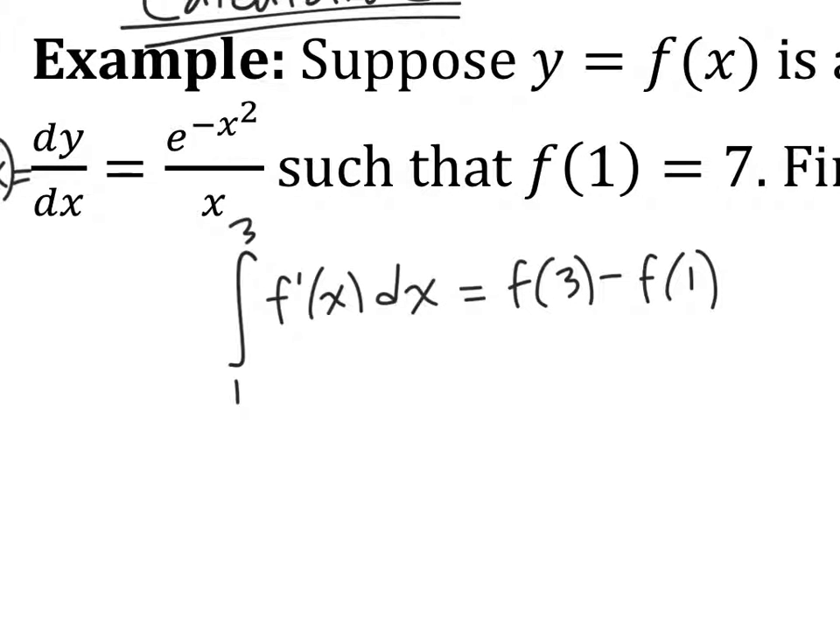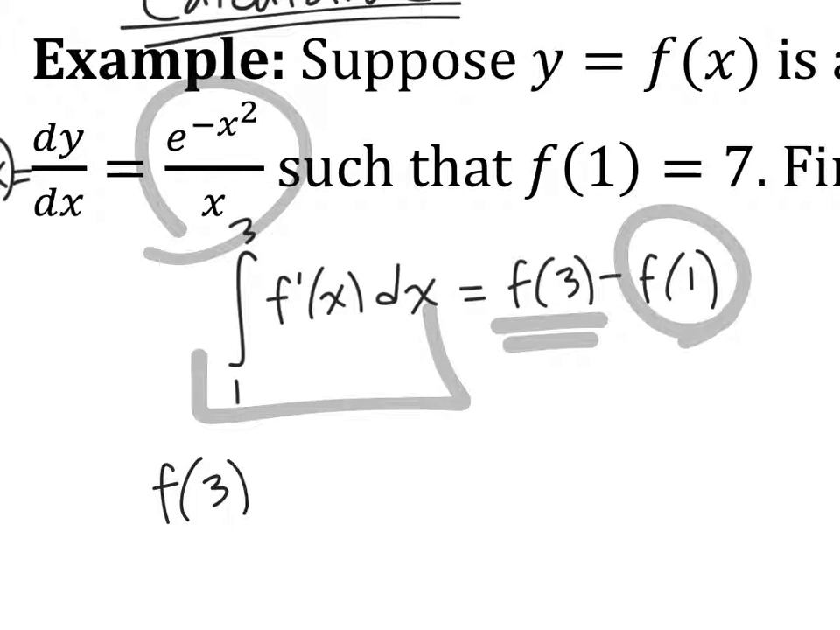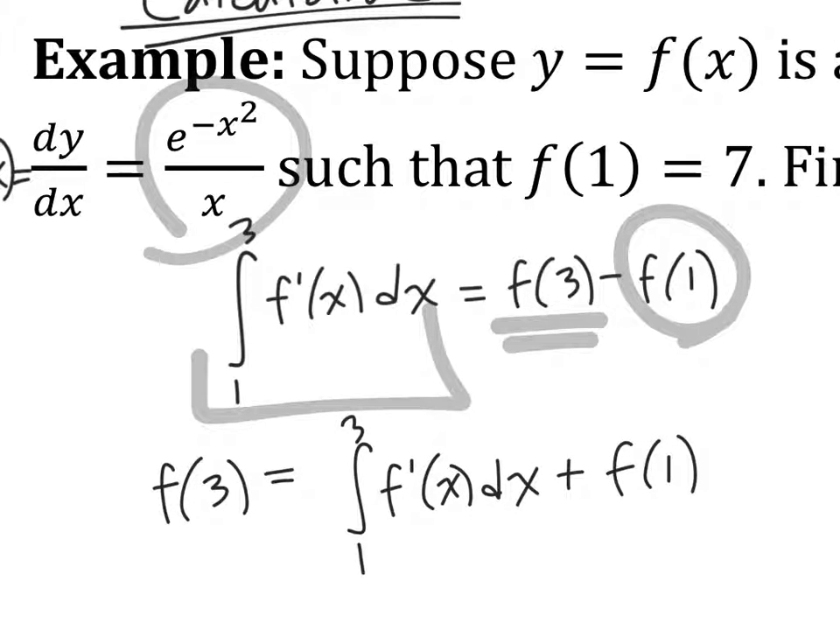Now, you don't know what this is because this is something that's really hard to integrate, which you're going to use the calculator. You are trying to find f of 3. You do know f of 1, so this is the same kind of problem you've always done before. So f of 3 is equal to the integral from 1 to 3 of f prime of x dx plus f of 1. So at this point, you should just use the calculator to solve.